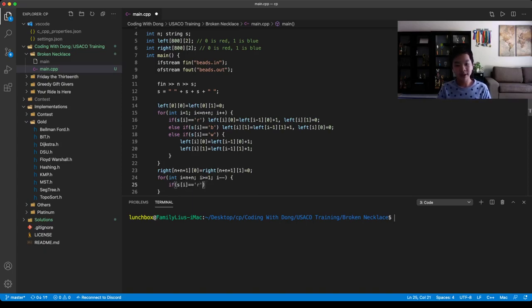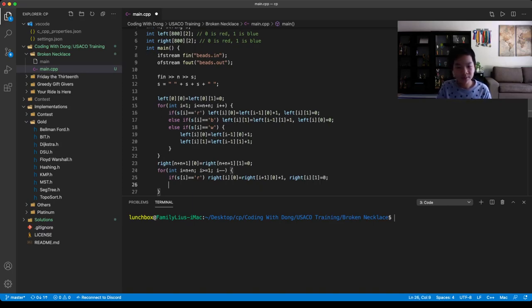So if it's red, then it would basically be the previous one plus 1. And in this case, the previous one is i plus 1, because you're looping through from the right. So it would be right of i, 0 equals right of i plus 1, 0 plus 1. And then again, the right of i of blue will be equal to 0, so right of i, 1 equals 0.